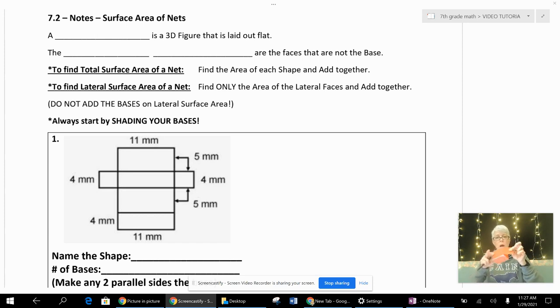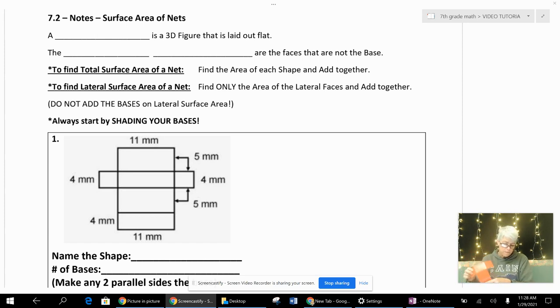But I'm going to open it up and you can see the net. Now, this is why the net can be easier. If you can find the area of a rectangle, and this rectangle, and this rectangle, and this rectangle, and this rectangle, and this rectangle, and then add them all up, then you'll do fine with nets. So it can be the easier way.